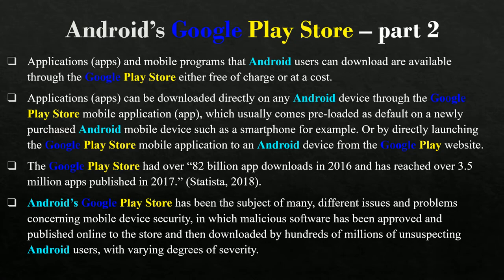So the applications or mobile programs that Android users can download can be free, or you have to pay for them, or there could be some kind of subscription charge. They can be directly downloaded on any Android device through the official Google Play Store mobile application, which usually comes preloaded on most Android devices, or you could directly launch the Google Play Store website or the mobile application from the Google Play website.